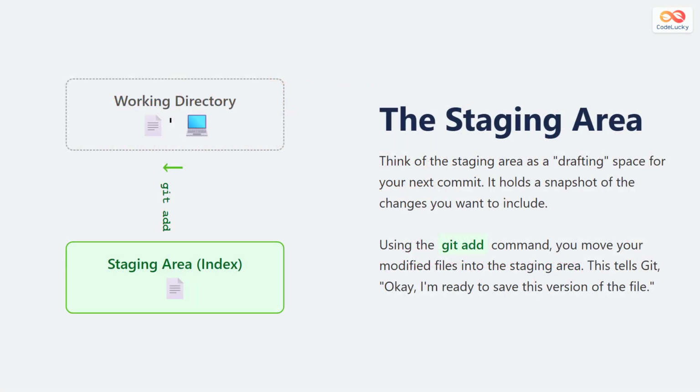Before you commit a file, you first need to place it in the staging area. You can think of this as a preparation space. You use the git add command to take your modified file and add a snapshot of it to this staging area. This tells Git that you want to include this specific version of the file in your next commit. You can add one or many files to build your next commit.